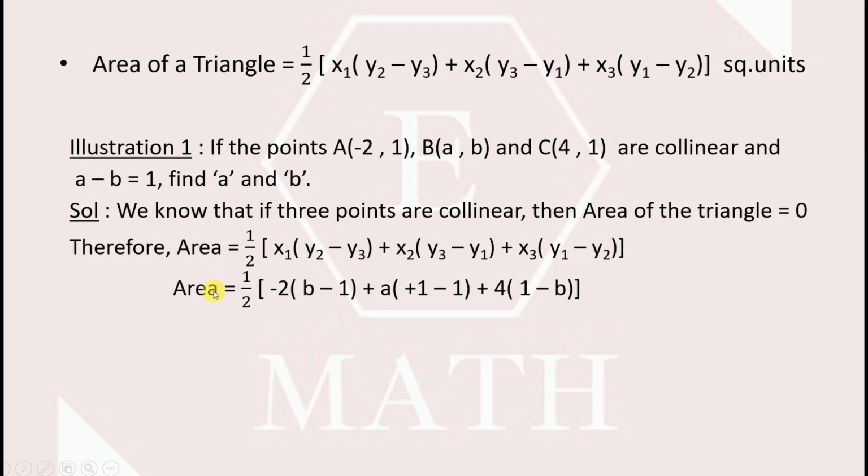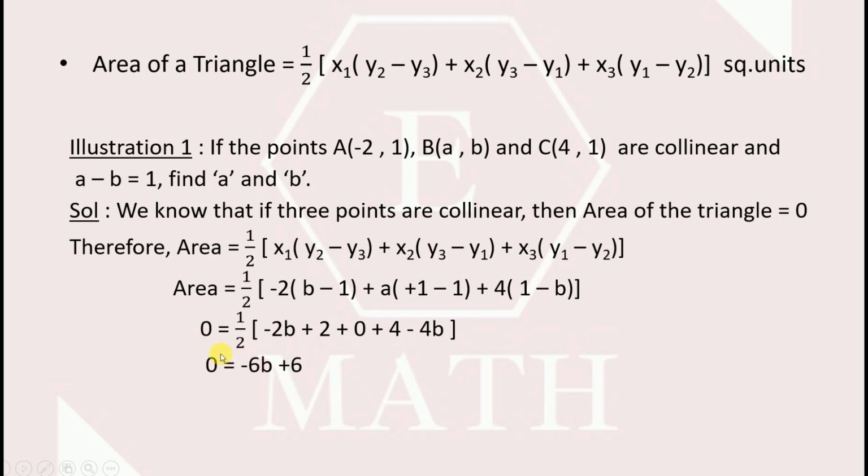Now the area will be equal to half times, so these are our A, B, C points, right? This is x1, y1, this is x2, y2 and this is x3, y3. By substituting all these values, the equation will be area is equal to 1 by 2 times minus 2 into b minus 1 plus a into minus 1 plus 1 plus 4 into 1 minus b. After simplifying, we get a half into minus 2b plus 2 plus 0 plus 4 minus 4b, and this is the whole area of the triangle, and you see this is equated to 0 over here, right?